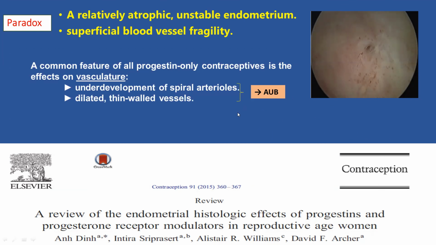And in cases of progestogen-only contraceptives, you will find a paradox, which is thin endometrium, atrophic endometrium, but bleeding, excessive bleeding, and bleeding episodes. How does thin endometrium occur with bleeding? How to explain this? This can be due to superficial blood vessel fragility, as mentioned by some authors. A common feature of all progestogen-only contraceptives is the effect on the vasculature in addition to the thinning. So the thickness is okay, thin endometrium, atrophic endometrium. But what about vasculature? All of them affect vasculature: underdeveloped spiral arterioles, dilated thin wall vessels, and this may be the cause of abnormal bleeding with progestogen-only contraceptives.